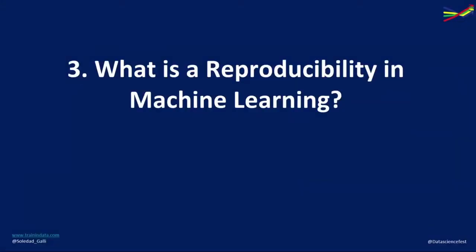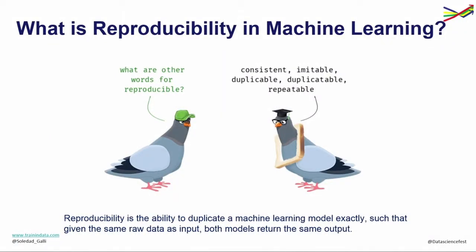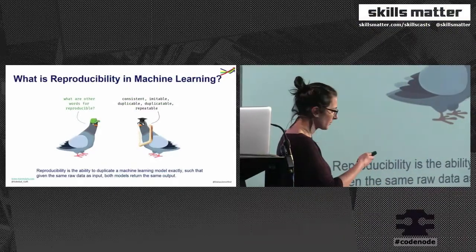So what is reproducibility in machine learning? Reproducibility is the ability to duplicate a machine learning model exactly, such that the same inputs come in, the same outputs come out. So for every machine learning pipeline that we have, provided that the same input comes in, we need to make sure that the same output comes out.